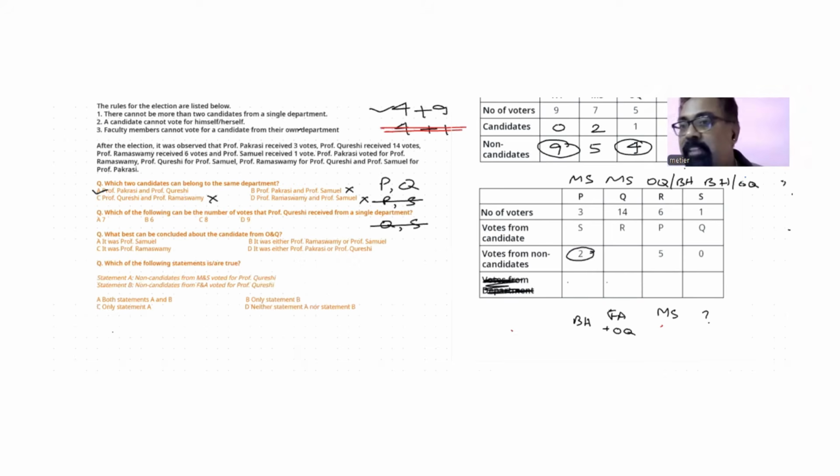5 possible if this candidate is R. If this candidate is R, then it is possible. Means R belongs to department OQ and he or she voted for Professor Q. If this is there, then 5 is possible. So 5 from OQ or 4 from OQ or 9 from FA. Either of these 3 options will be correct.